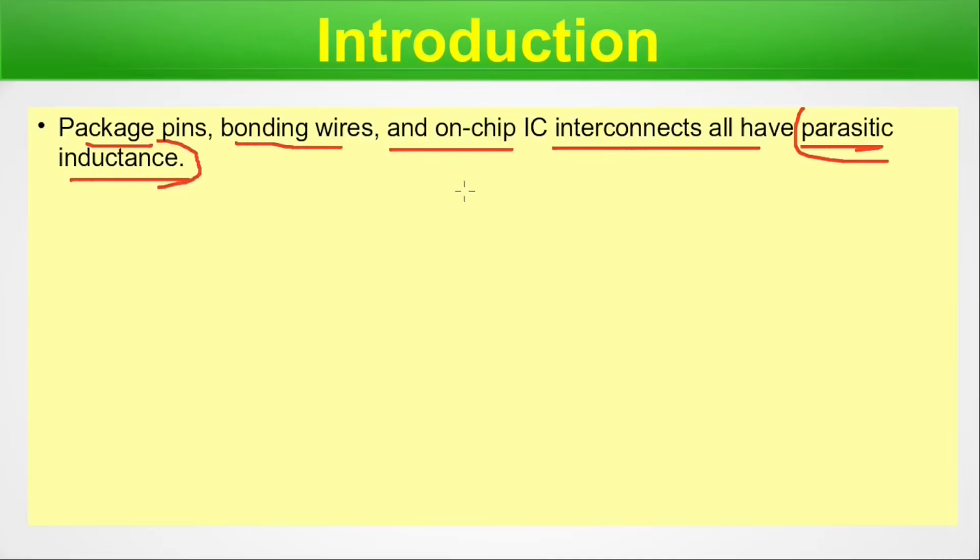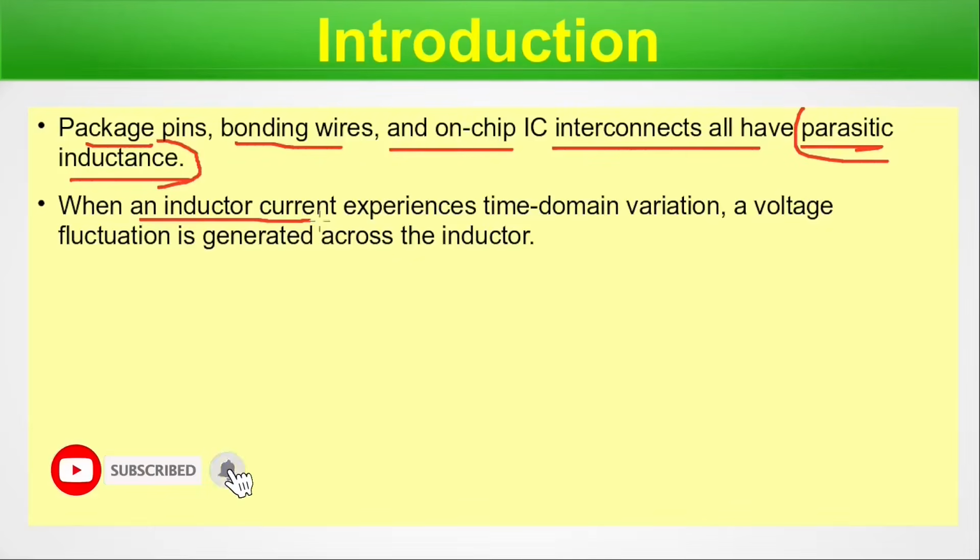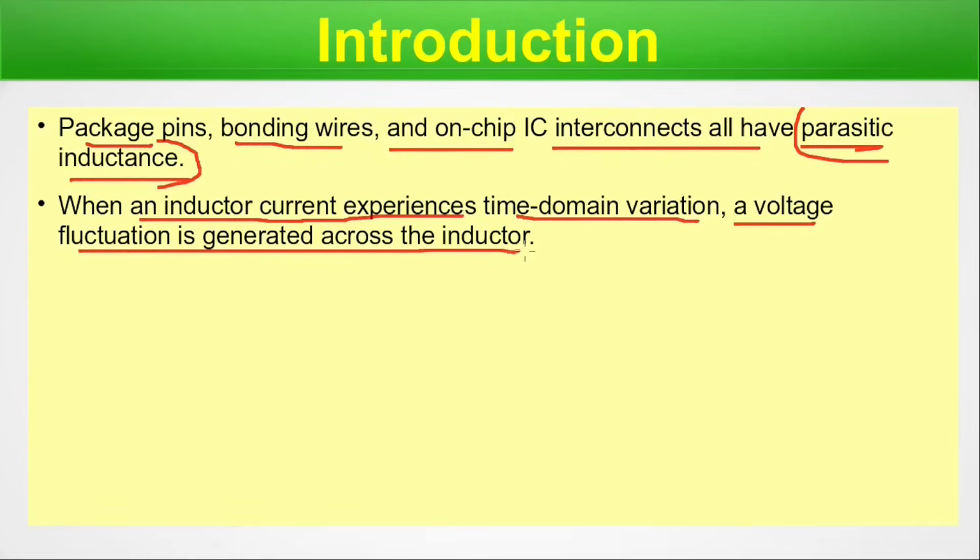Like we have parasitic R and C extracted during the SPF extraction or DSPF extraction, similarly, yes, we can also extract the inductance. That inductance does stay within the VLSI chip, and this causes ground bounce. When an inductor current experiences time domain variation, a voltage fluctuation is generated across the inductor.